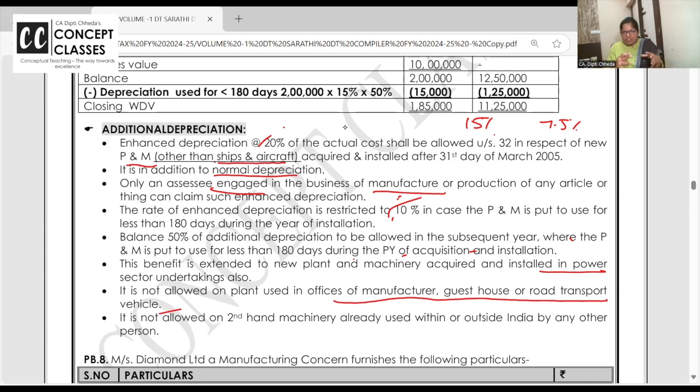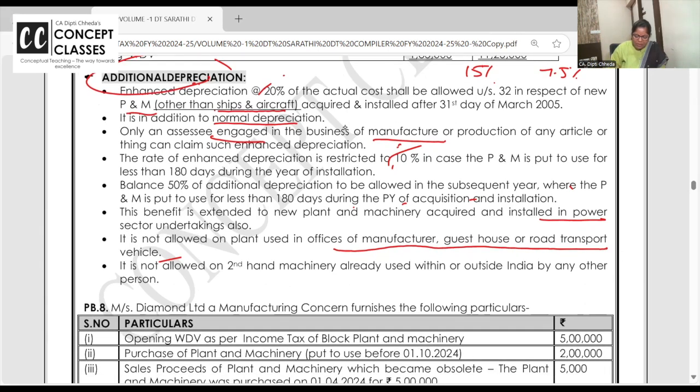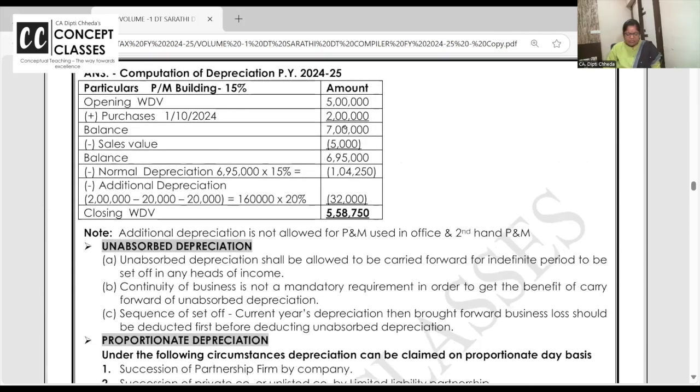In short, for a manufacturer also, additional depreciation is allowed only on the asset which is used inside the factory. If you are a manufacturer, on plant and machinery in the factory you will get additional depreciation. But other than your factory, if you have an admin block, a sale depot, a guest house for your directors, all that additional depreciation will not be allowed.